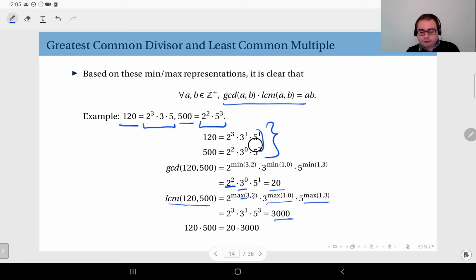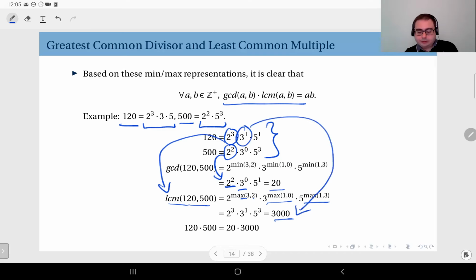Now you see each of these components appear in either the GCD or the LCM. For instance, 2 to the power 3 is included in the LCM, and 2 to the power 2 is included in the GCD. Similarly, 3 to 1 appears in the LCM, 3 to the power 0 appears in the GCD. 5 to 1 appears in the GCD, 5 to 3 is in the LCM. This means when you multiply them, obviously you will get the product of the original two numbers.